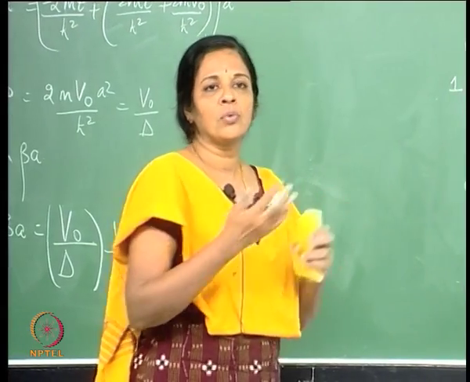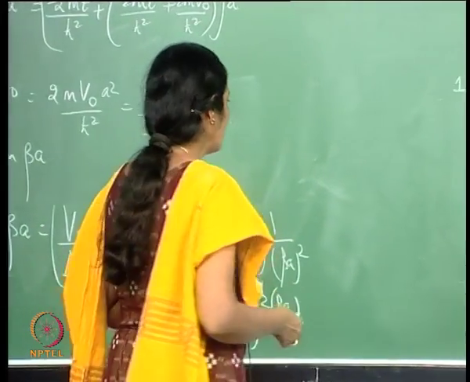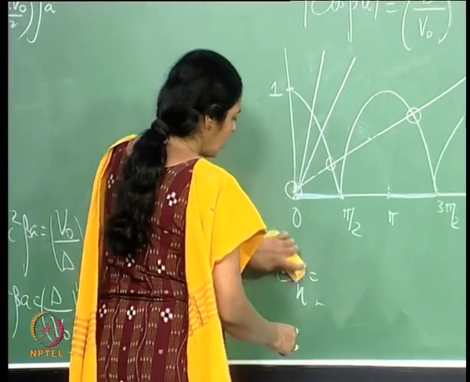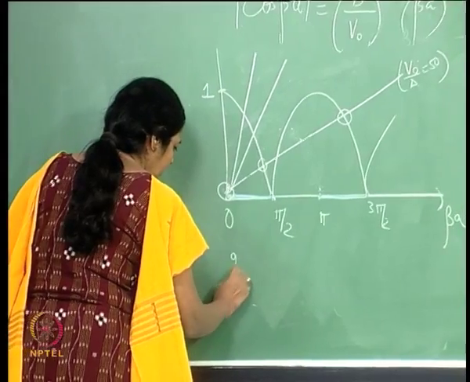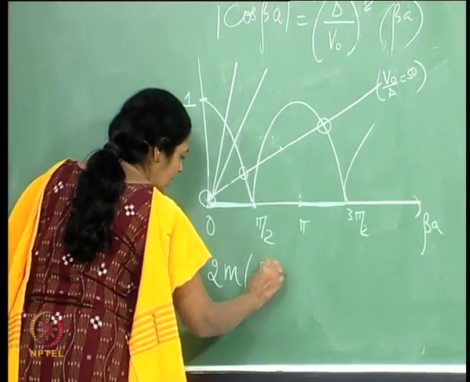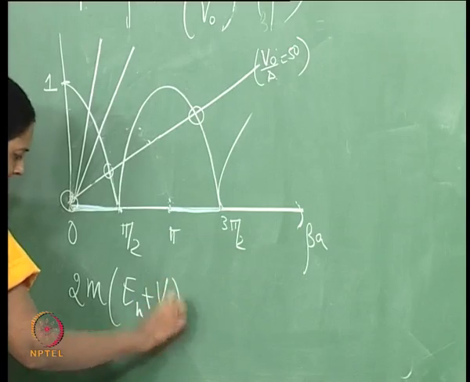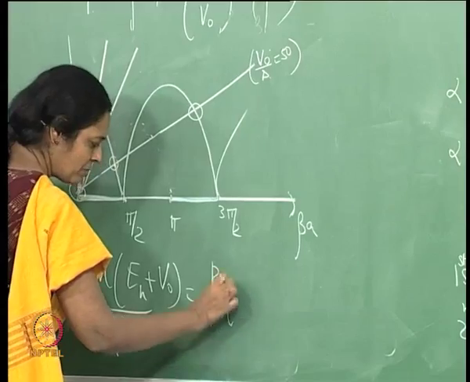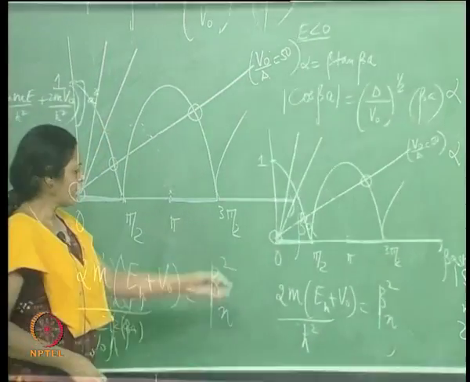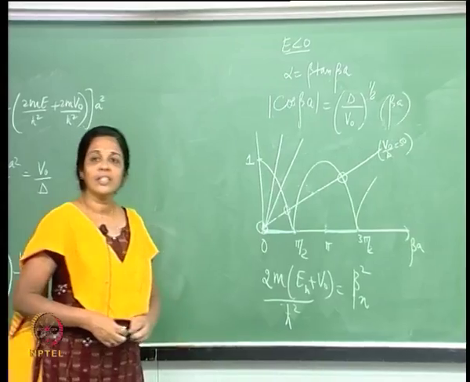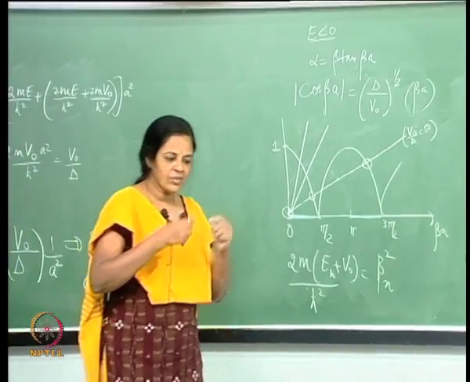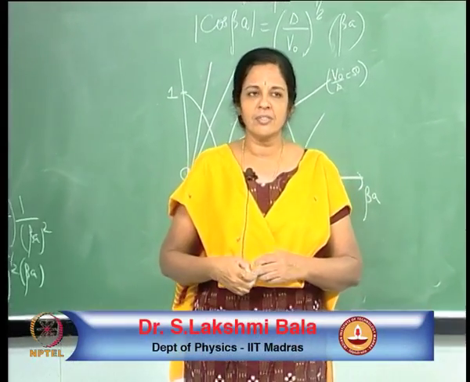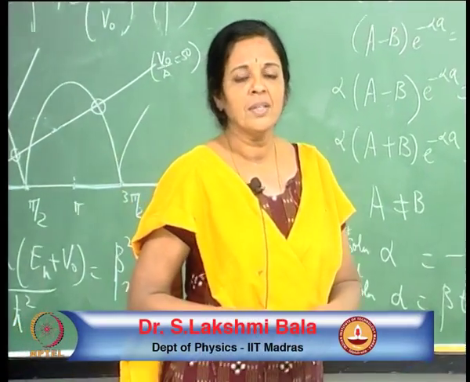Given beta, I can always go back and write out my energy. So E sub n can be written, because I know that 2m (E sub n plus V naught) by h cross squared is beta n squared. So given the values of beta, I can find out E sub n. Discrete energy values, corresponding to which we have to find the energy eigenfunctions, which is what I will take up in my next lecture.